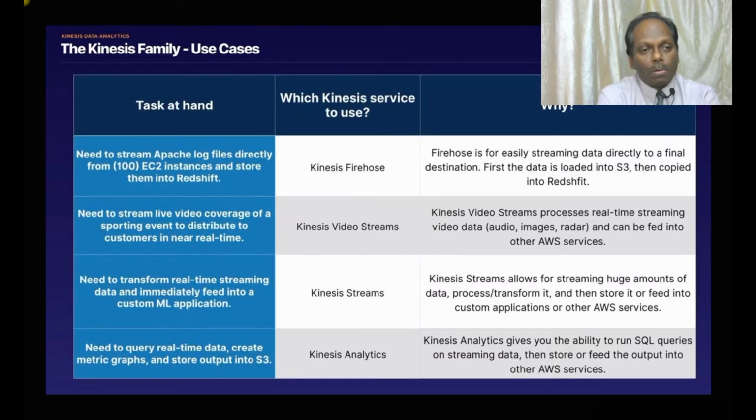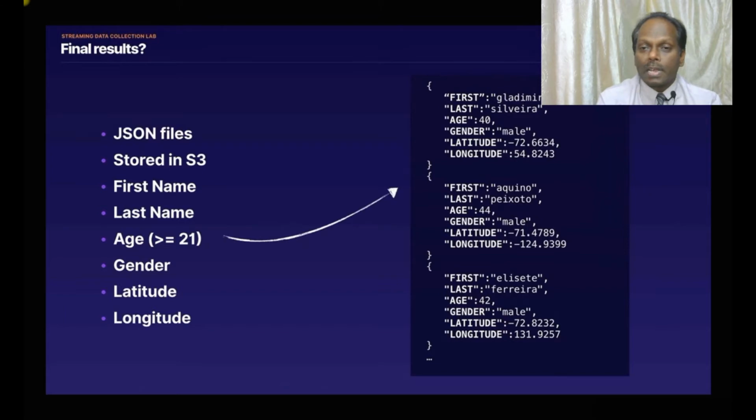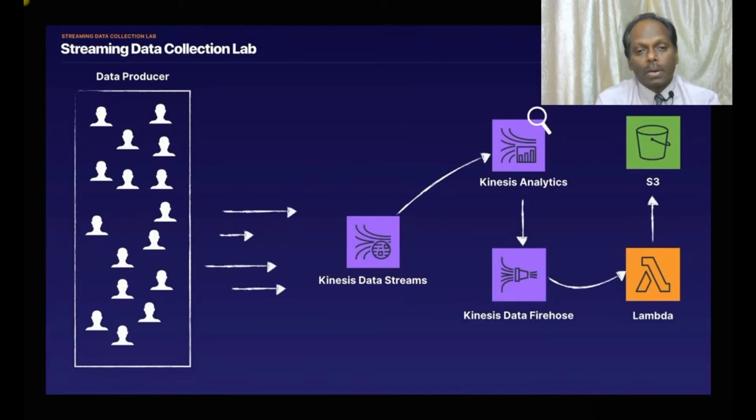Okay. Now the next one is the use cases. Suppose you were given a task to collect Apache log files directly from an EC2 instance and store them into Redshift; we would use Firehose. So these are various kinds of use cases. Once the final results are there, it is organized, structured JSON data, based on whatever filters or queries you have applied, and that will be the final output. And now let us go ahead to a lab.